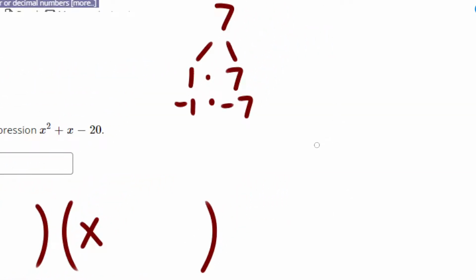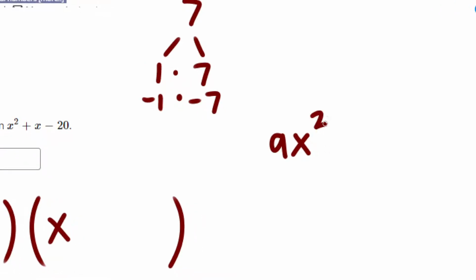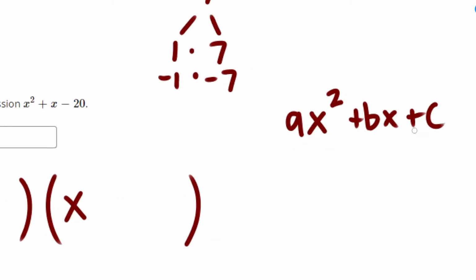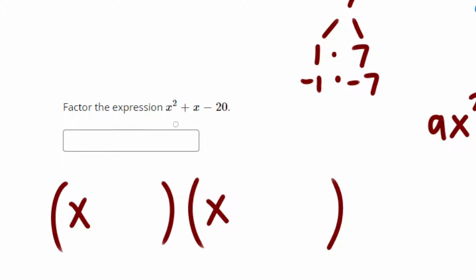Well, briefly, I guess I forgot to mention this. The standard form of a trinomial is ax squared plus bx plus c. And we basically want to say, okay, what is a times c? And that's going to be 1 times -20. And we're only caring about the coefficients. So -20 is our answer for that.